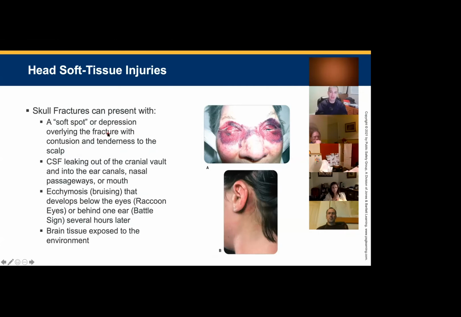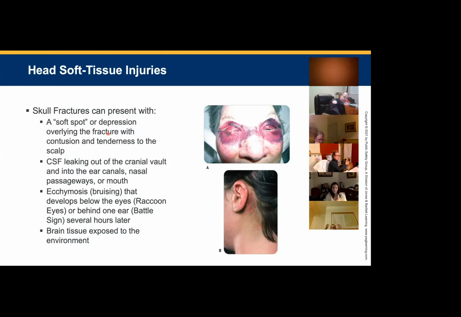So when we're doing our head exam, we're going to start with the top of the head and work our way down, right? Everybody take your hands and feel your head right now. As long as your head is not compromised, you should feel how hard that is. Can you imagine feeling like a pillow, like where your head is supposed to be? That would be an example of a skull fracture.